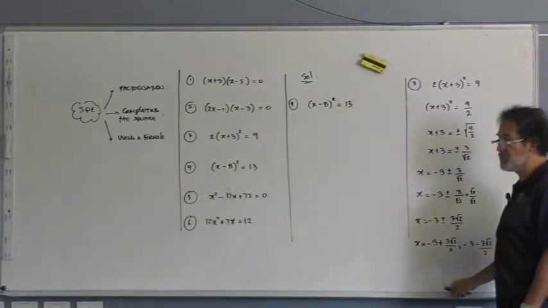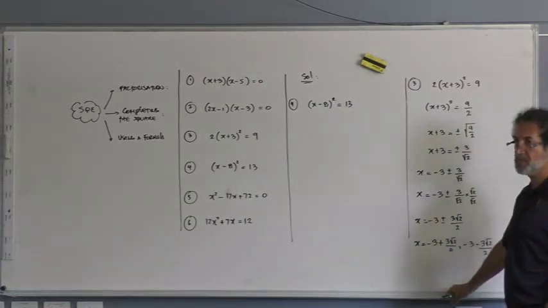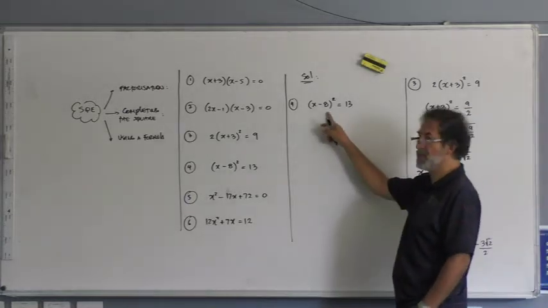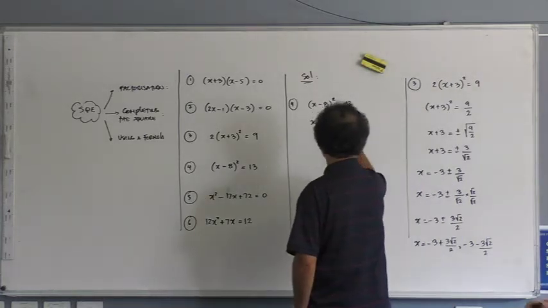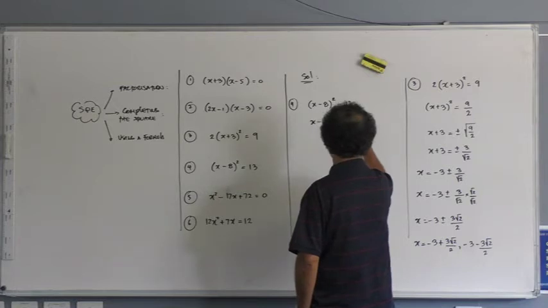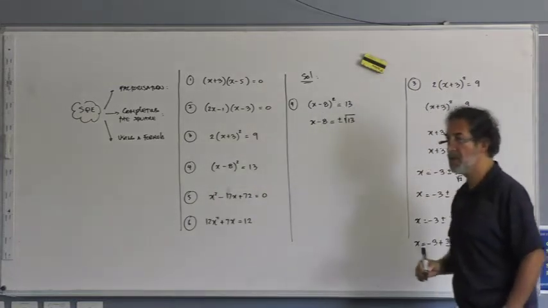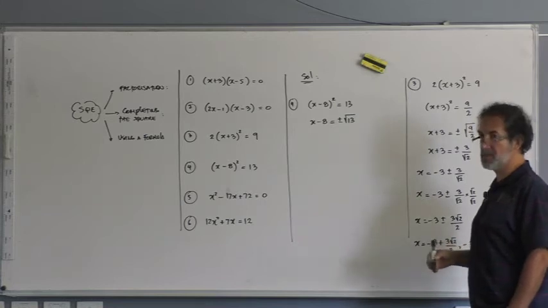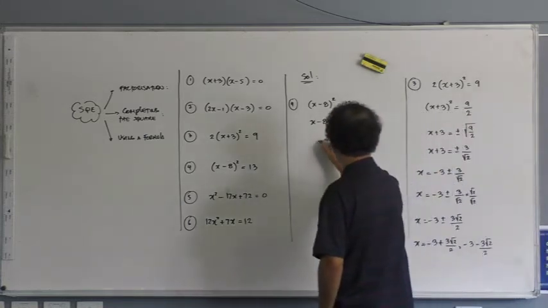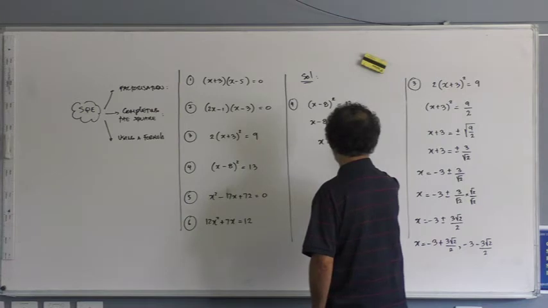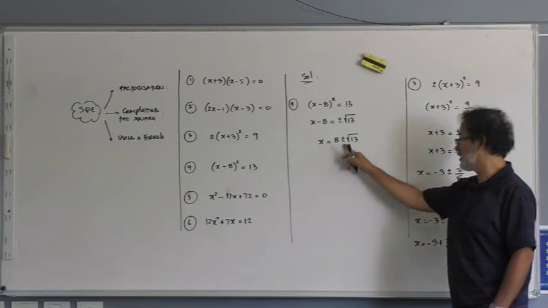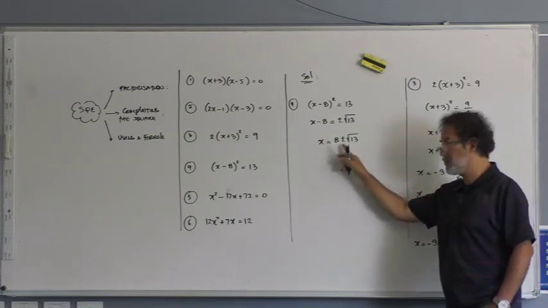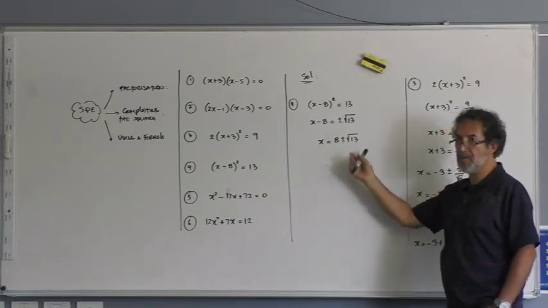All right, question 4, we square both sides. And we know that when you square this side, the square will disappear, so we're going to have only x minus 8 is equal to plus or minus the square root of 13. And then you make x the subject. So therefore, x is equal to 8 plus or minus the square root of 13. And again, I want you to pay attention to this plus or minus. Plus or minus is there because we have two answers.